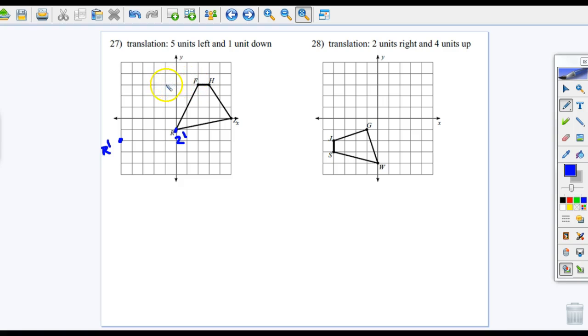1, 2, 3, 4, 5 left. 1 unit down. That's going to give me F prime. H is 1, 2, 3, 4, 5, and then 1 unit down. And some of you are probably thinking, I can hear your brains click, click, click. Well, F and H is just one unit apart. Can I just eyeball it?